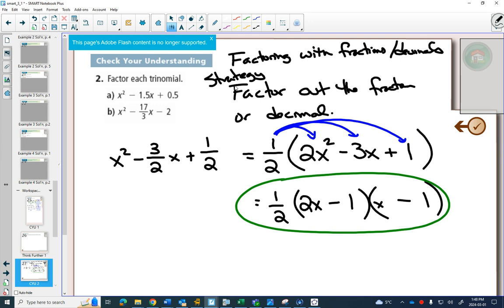Yes? Would we distribute the fraction to get rid of it, since it's not really a factor? I would leave it like this, but you're wondering if you wanted to. He's saying, if I could distribute this 1/2 in, can you see 1/2 times 2x would be x, minus 1/2 x, minus 1. You could write it like this, but I would prefer keeping the 1/2 out front. If we can keep our factors with whole numbers, it's going to be nicer. Okay? Next.